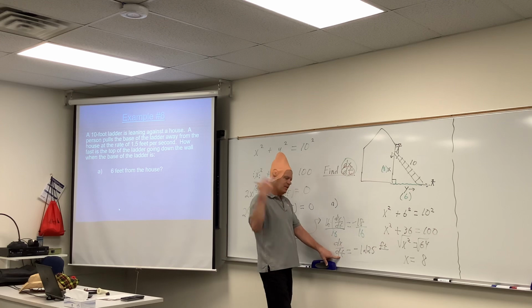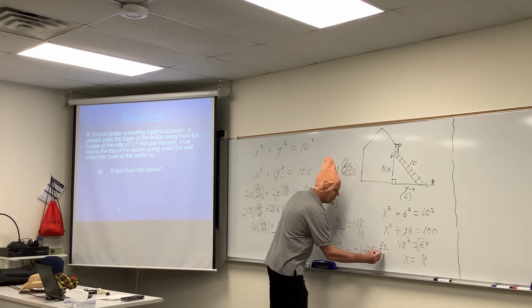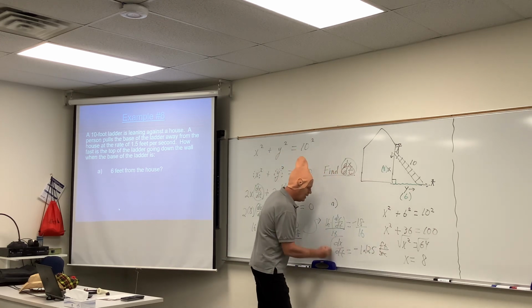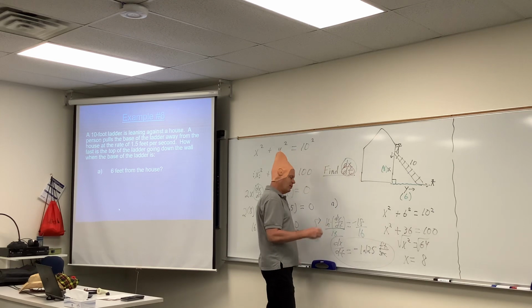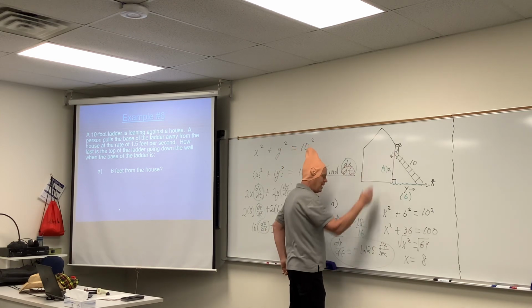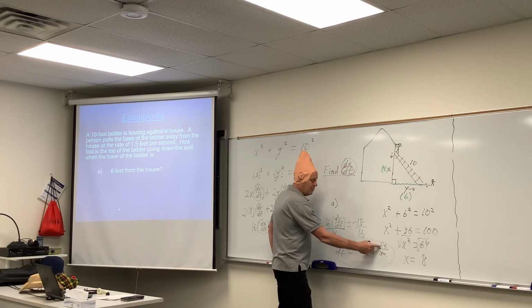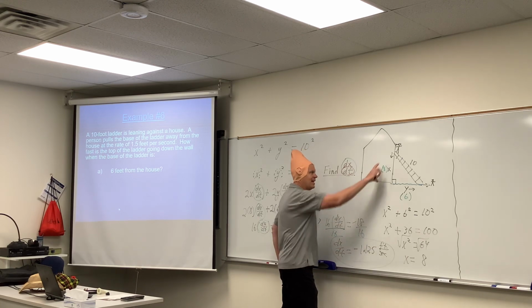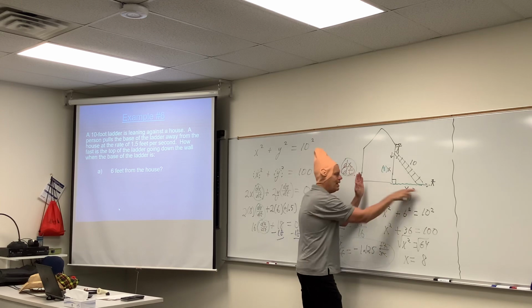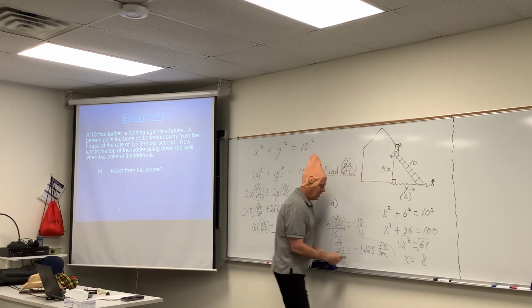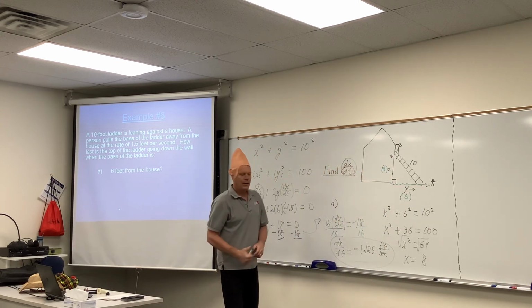But anyway, x is in feet. And time is mentioned throughout the question in terms of seconds. So the point is, at this moment, the person at the top of the ladder has the sensation of falling that many feet per second. Again, x is decreasing. As y increases, x decreases. And that's reflected by the negative that's in there.